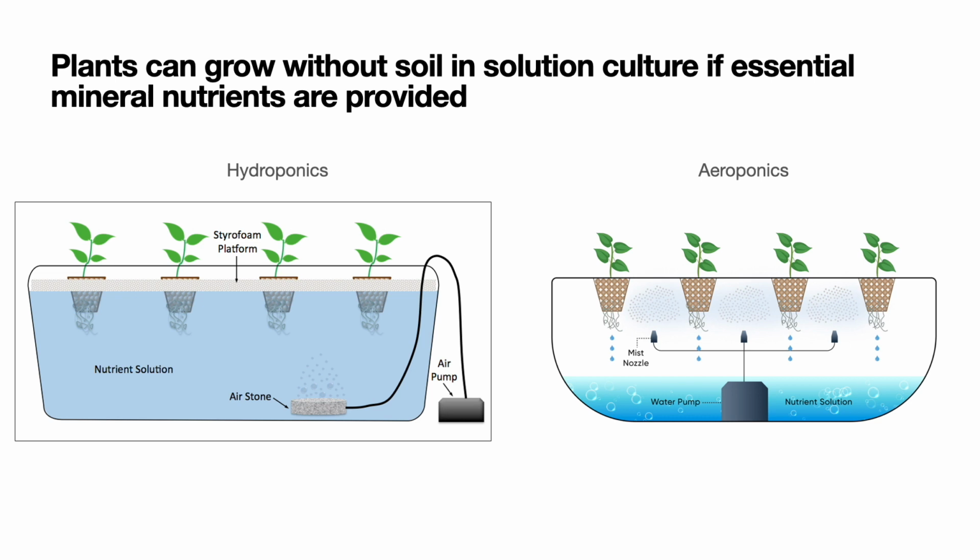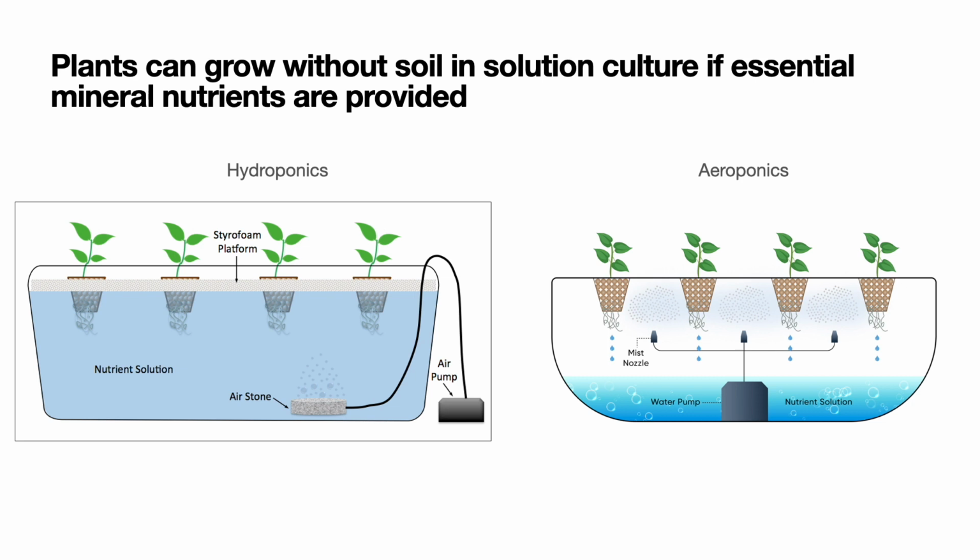So another interesting point is that plants can grow without soil in solution culture if there are the essential mineral nutrients that are needed for the plant to grow. So on the left, we have a system called hydroponics, where the plants' roots are growing in water. Now, most plants would not grow well in water by itself because they become oxygen deficient. So in these types of systems, it's important to have an air pump with an air stone that bubbles some oxygen through the solution.